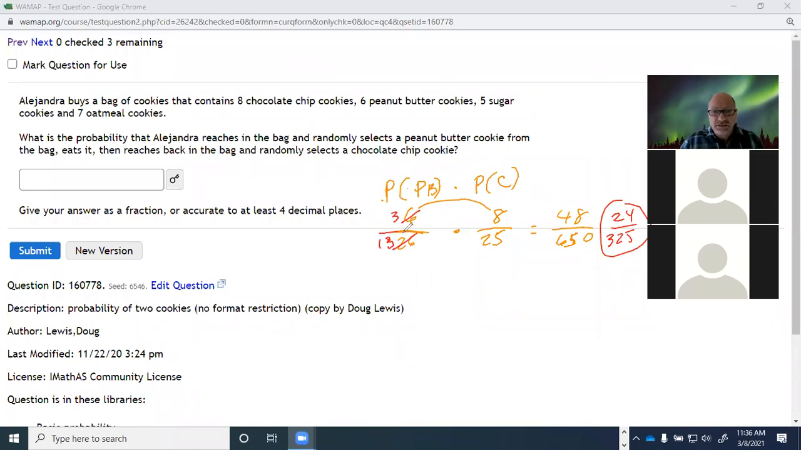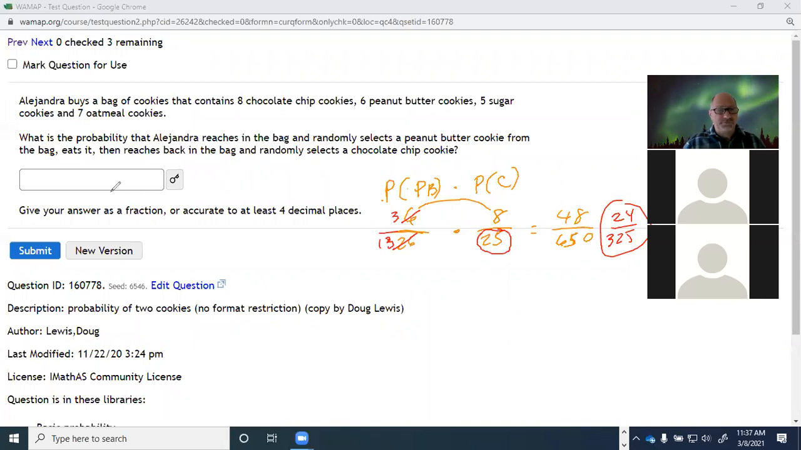So here we see that it would be 6 out of 26 because there are 6 peanut butter cookies, and there's a total of 26 cookies. And then if you eat the 1 peanut butter cookie, there's only 25 cookies to follow. And so there's 8 chocolate chips out of 25. So we can reduce the 6 over 26 to 3/13 and get 24 over 325 if we multiply those. Or you could just multiply 6 times 8 to get 48 and 26 times 25 to get 650.